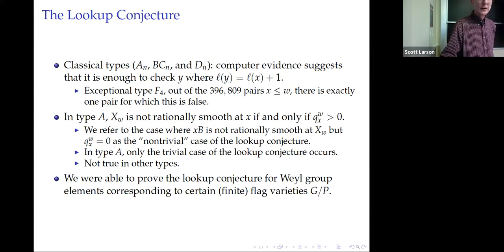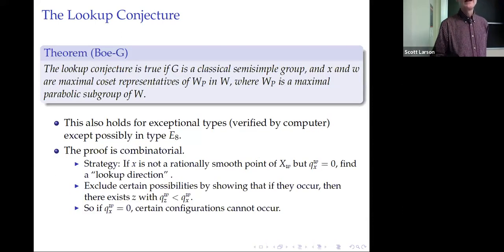other types. And Brian and I were able to prove the lookup conjecture for certain Weyl group elements corresponding to certain G/P, where P is a maximal parabolic. So the precise statement was that the lookup conjecture is true if G is a classical semisimple group and X and W are maximal coset representatives of W^P, where P is a maximal parabolic subgroup. For exceptional types, this also holds, except that at the time when we did it, E8 was out of reach of our computational ability, so we couldn't do that. And the proof is actually combinatorial, and it has an interesting feature to it.